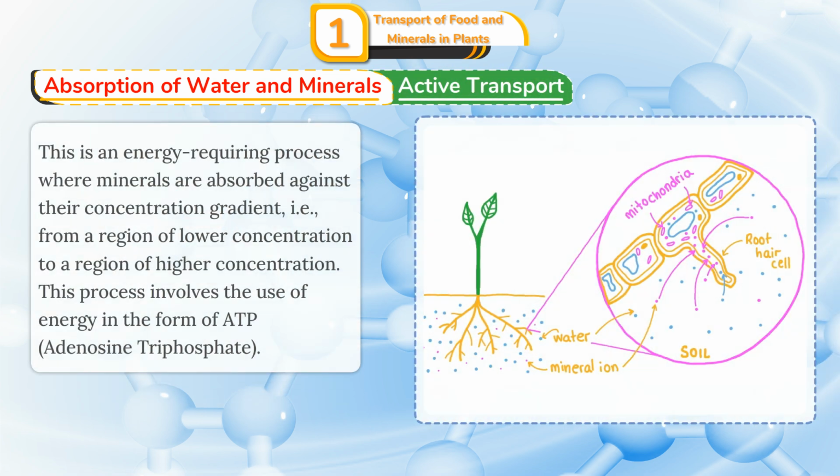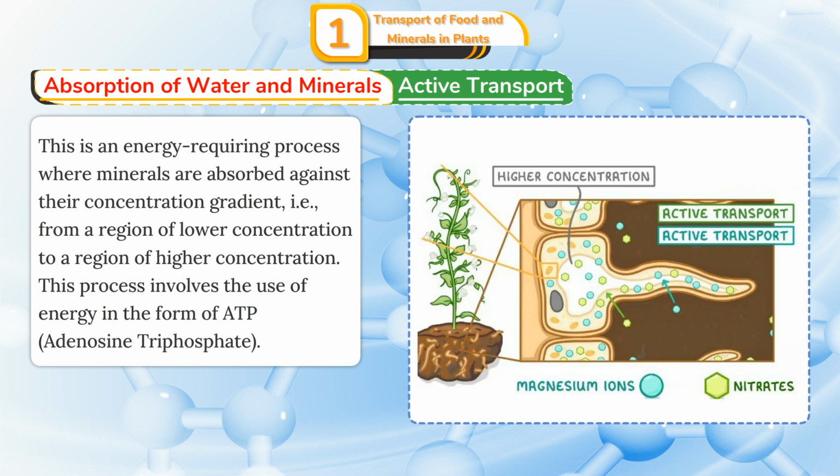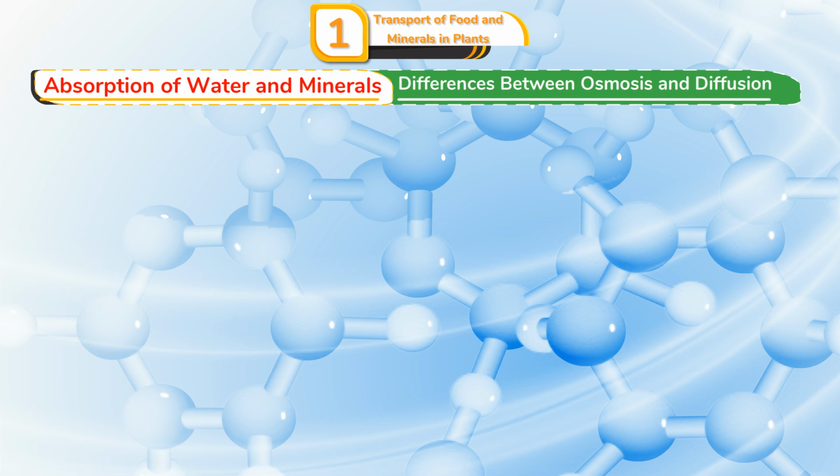Active transport. This is an energy-requiring process where minerals are absorbed against their concentration gradient, that is, from a region of lower concentration to a region of higher concentration. This process involves the use of energy in the form of ATP, adenosine triphosphate.